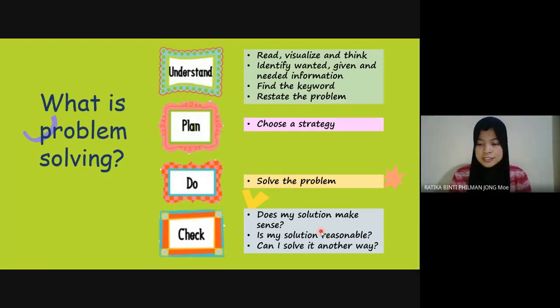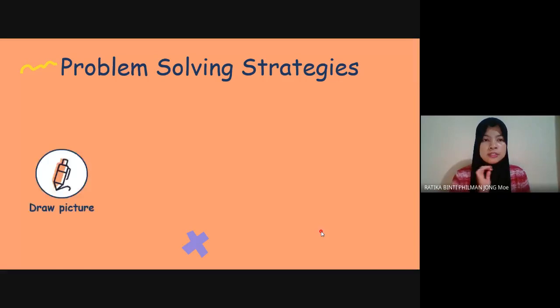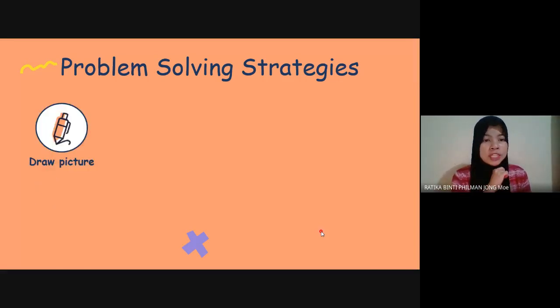You already done this. Okay, so problem solving strategies. These are the strategies that you can use, but you must choose wisely based on the problem given. Okay, the first one is draw picture. You can solve the problem by drawing a picture. But class, what if the question involves a larger number, for example 5,000, 6,000, 7,000 or 10,000?